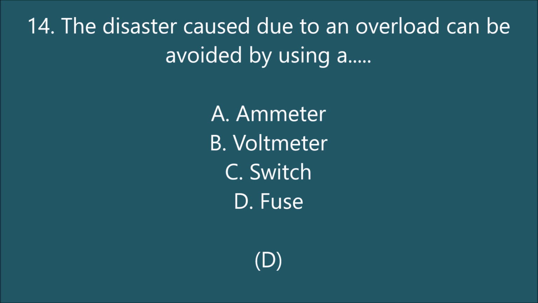The disaster caused due to an overload can be avoided by using a ammeter, voltmeter, switch, fuse. D is the right answer. Means fuse. The fuse consists of a thin wire of low melting point. When the current in the fuse exceeds 20 amperes, the wire will heat up and melt. It is called overloading. The circuit then becomes open and prevents the flow of current into the household circuit. So all the electric devices are saved from damage that could be caused by overload.